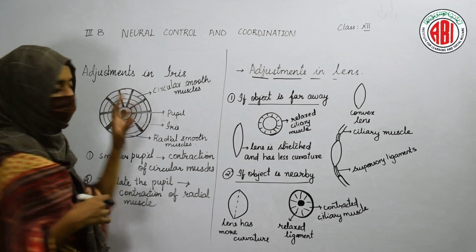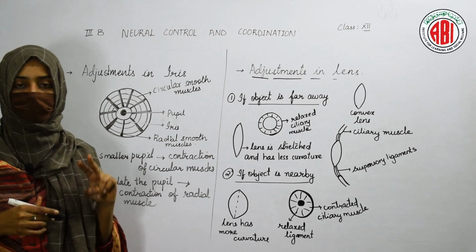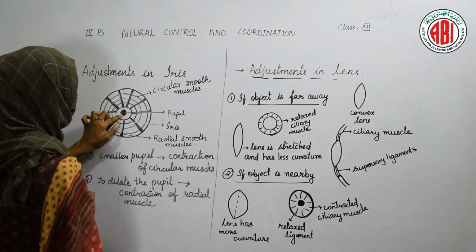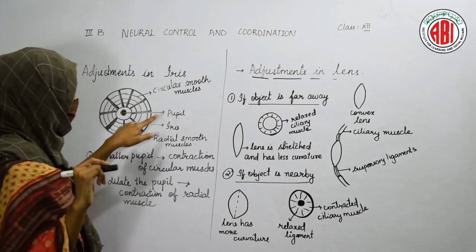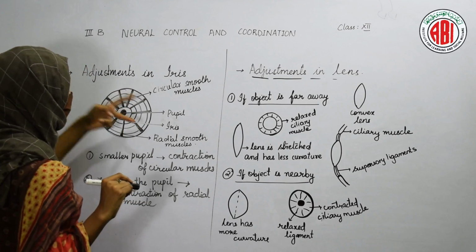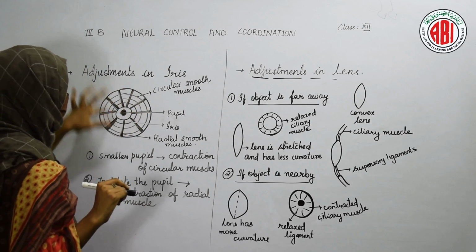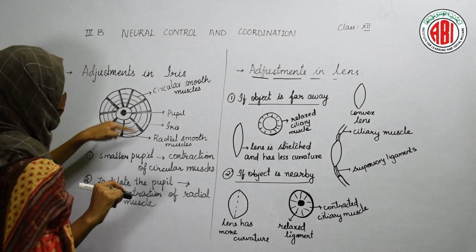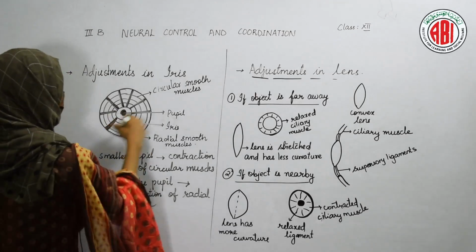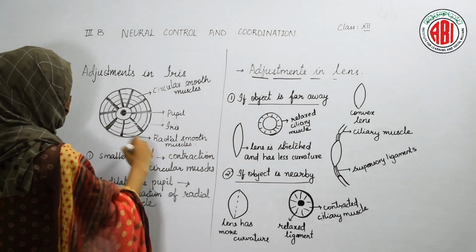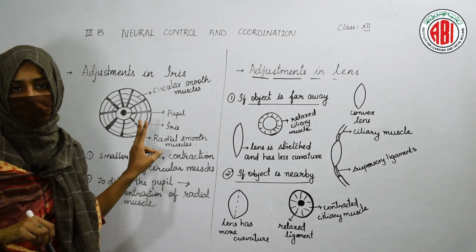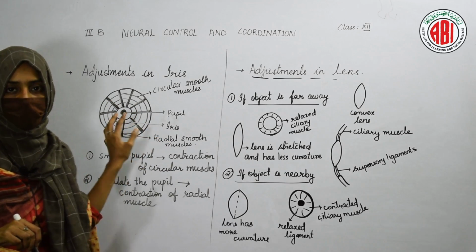So, the iris shows you the two main muscles in its structure. Firstly, the iris is present, and in the middle of the iris you can find a hole that is called the pupil, through which the light enters into our eye. Now, the iris has two main types of smooth muscles. One is circular smooth muscles and the other is radial smooth muscles. Circular smooth muscles are circular in shape, and radial smooth muscles are like rods. So, these are two different kinds of muscles that you can find in the structure of the iris.